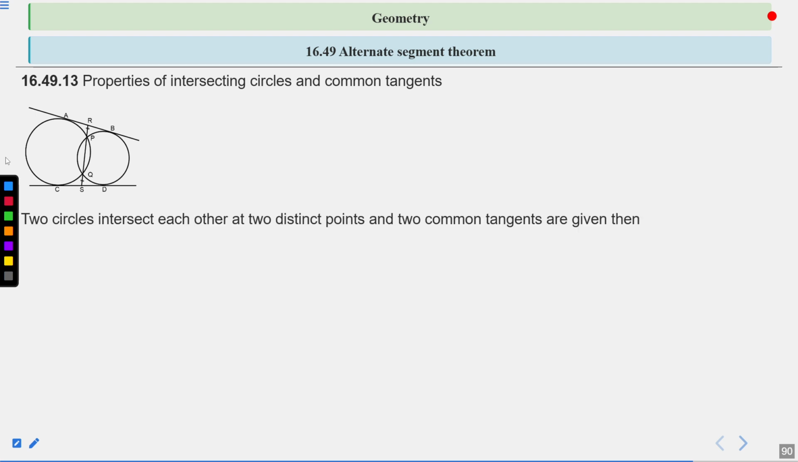So when two circles intersect each other at two distinct points and two common tangents are given, then AB equals CD and RS square equals AB square plus PQ square. The length of RS is the length between R and S. So RS square equals AB square plus PQ square. Next one.